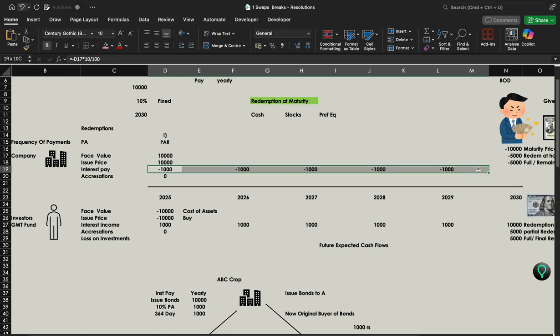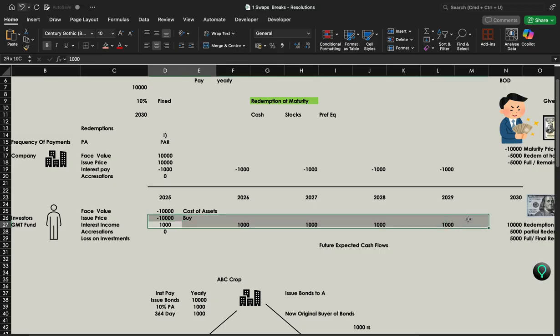So you can book 1,000 rupees in 2025, when you receive 1,000 rupees. In 26 you will receive 1,000 rupees. In 27 you will receive 1,000 rupees. 28, 29. So every year basically the company will pay 1,000 rupees to you. That 1,000 rupees you can treat as an income. The company will book it as an expense. So investors book it as interest income every year.